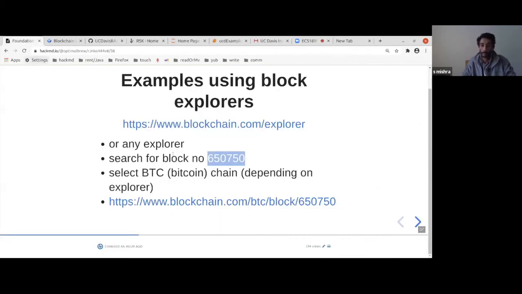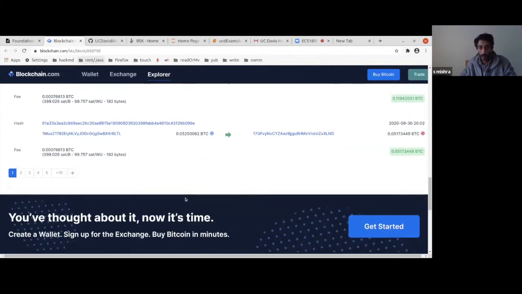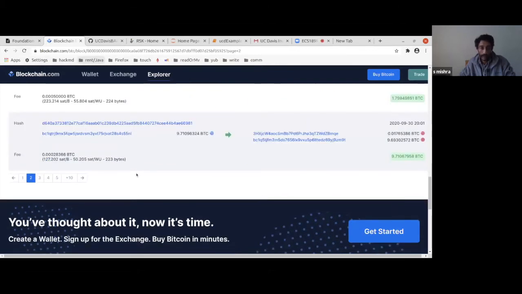So let's linger here in the block explorer for a bit. All these transactions in this block 650,750. A lot of them are usually, so this one also has a single transaction. If you look at the details, you'll find several that have more than one input and several outputs. This one, for example, has 4 different outputs. So these are just coins in vastly different denominations.